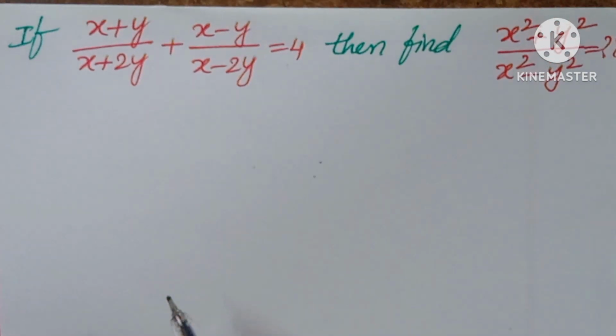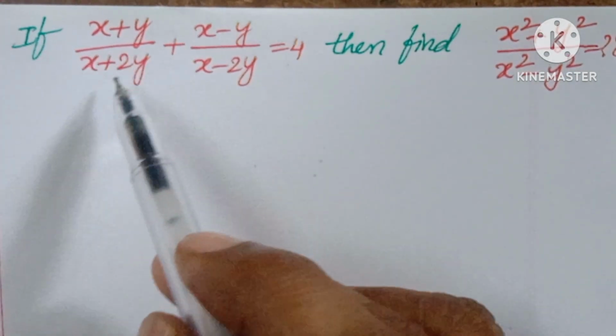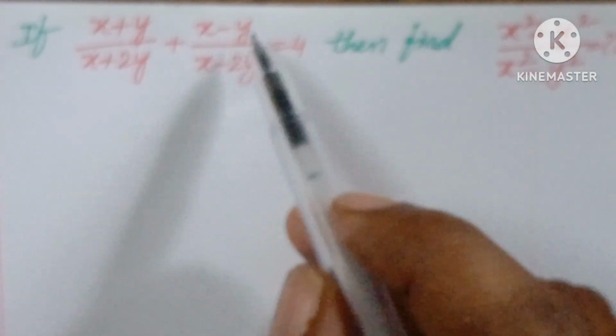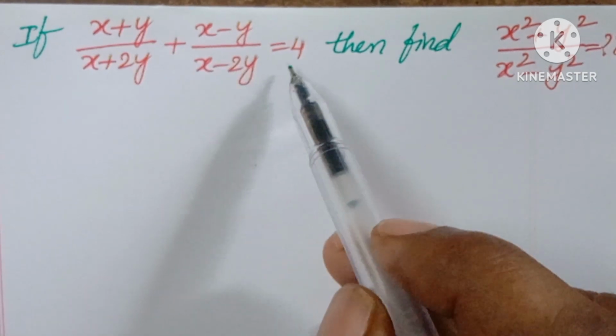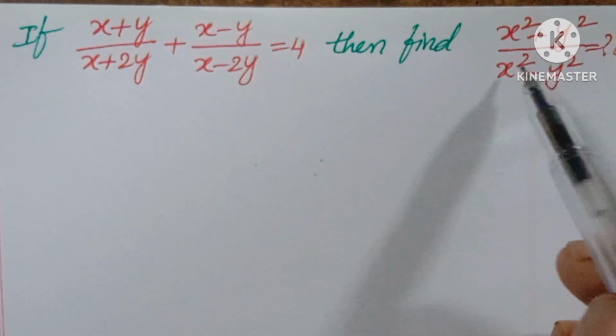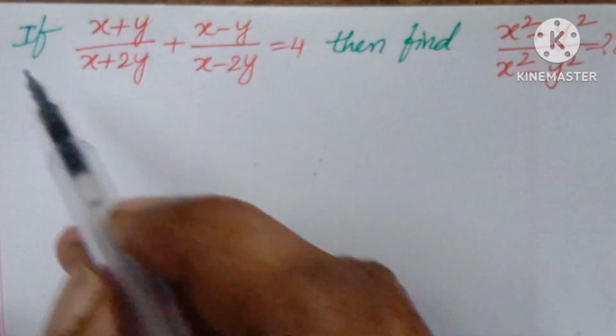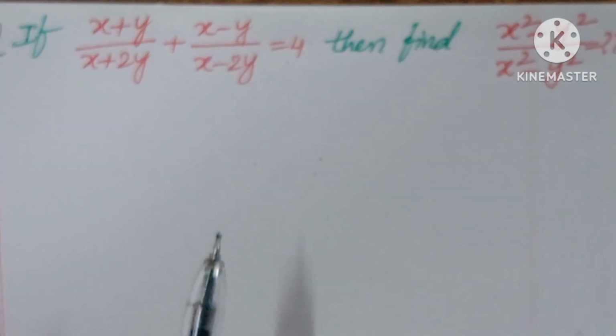Today we are looking at one logical question. The question is: given (x + y)/(x + 2y) + (x − y)/(x − 2y) = 4, find the value of (x² + y²)/(x² − y²). As you are going to solve this problem, pause the video for 10 seconds and try it.